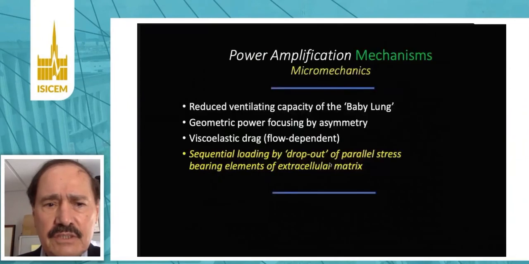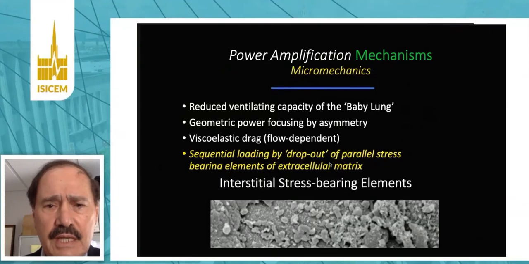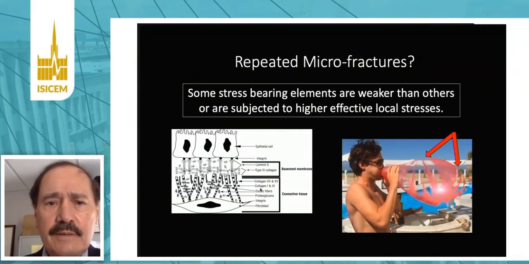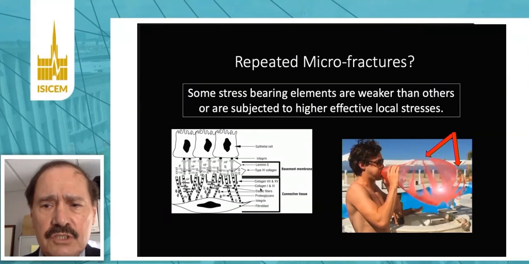Now, this is an important mechanism that very few people consider. This is the sequential loading by dropout of parallel stress-bearing elements of the extracellular matrix. If you look at the electron micrograph of a rabbit lung, you will see that the matrix is actually multifibrillar. It has multiple stress-bearing elements that are exposed to a given stress, and some are weaker than others, or may be subjected to higher effective local stresses than experienced elsewhere, just as we saw in the balloon.